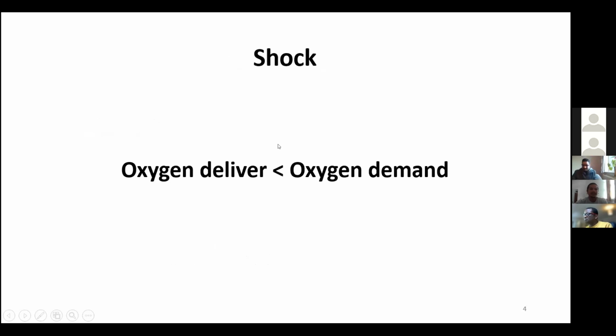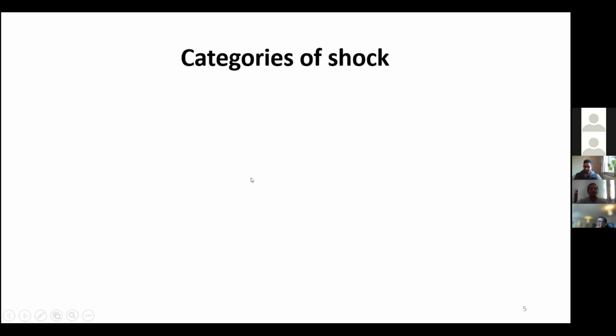So let's define what is shock. Basically, shock is a state where oxygen demand is more than oxygen delivery. Because of this there is circulatory insufficiency, which leads to inadequate tissue perfusion and thus inadequate delivery of oxygen to the tissues of the body, and there will be a buildup of lactic acid, which will cause further problems in the body. So, categories of shock. There are basically 4 types of shock. First is hypovolemic shock. Can anyone from the audience define what is hypovolemic shock?